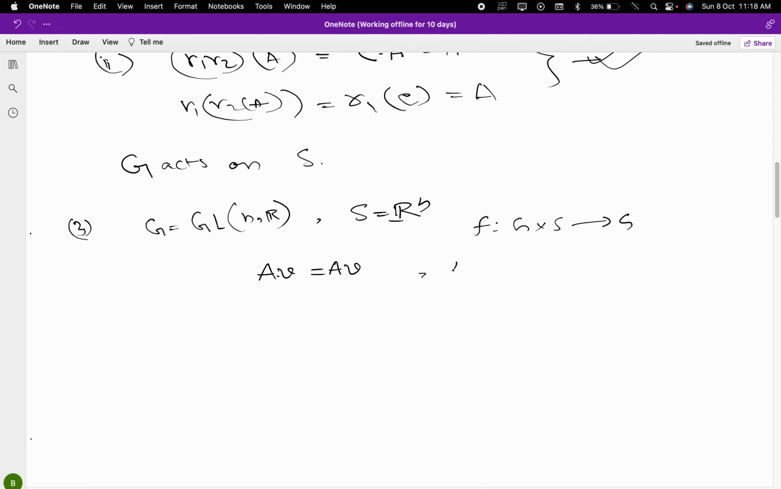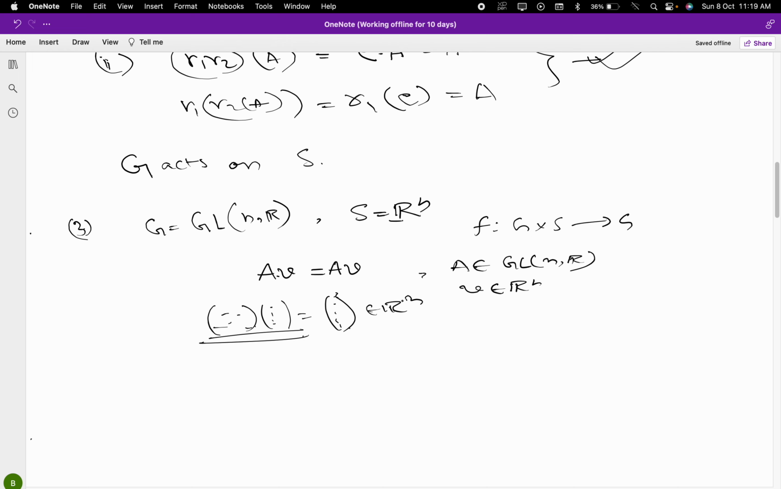So I am defining this to be A dot V, where A is an element of GL_n(R) and V is an element of R^n, a column vector. You can take any n cross n matrix and any column vector, and of course it will give you a column vector, an element of R^n. So this map is a well defined map, right?